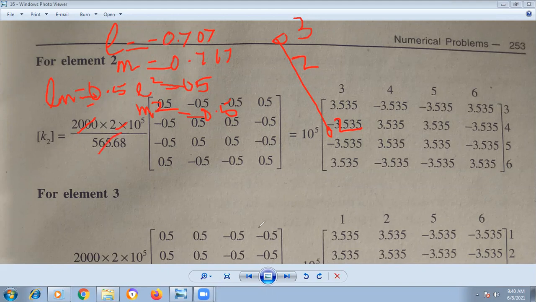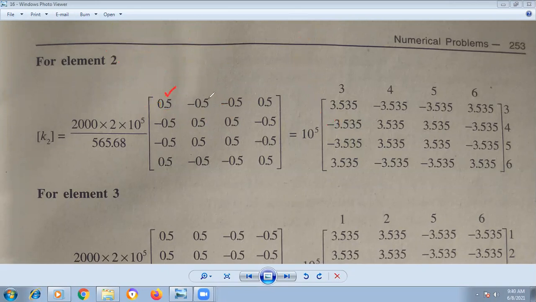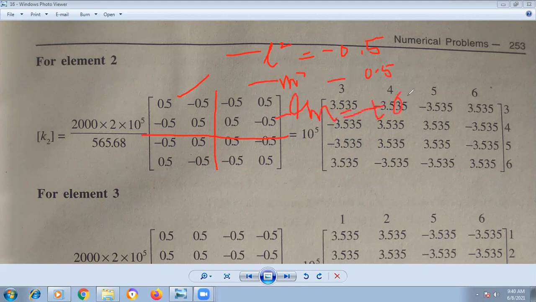Now substitute what is L square, M square. L square is plus 0.5. M square is plus 0.5. L into M is minus 0.5. So this is for positive. The same thing you write on the diagonally opposite side, right? Even if you calculate, you will get the same thing. Now for the remaining terms, whatever you have written positive here, you write the opposite. So instead of L square, minus L square will now be minus 0.5. Minus M square will be minus 0.5. Minus LM will be minus of minus, plus 0.5, right? So that's how you write the stiffness matrix.